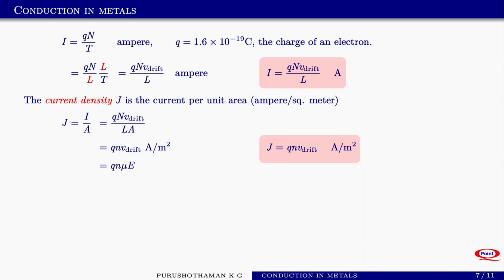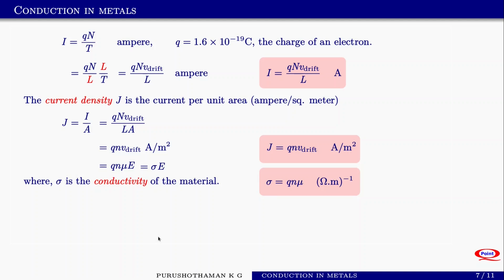Again, we can write this as Qn into drift velocity, which is equal to mu into E. So you can write this as J is equal to Q into n into mu into E, or you can write J is equal to sigma into E, where sigma is the conductivity of the material. Sigma is equal to Q into n into mu. This is the conductivity of the material.